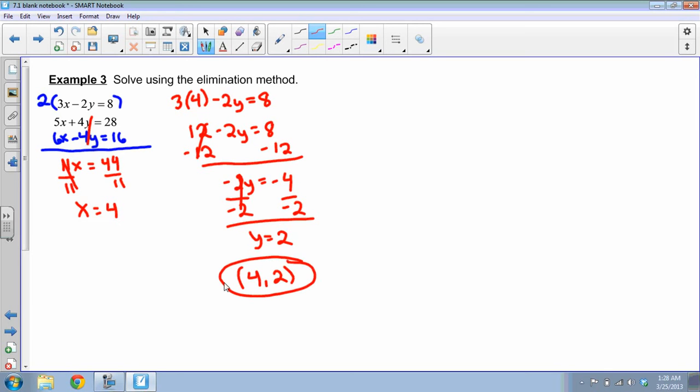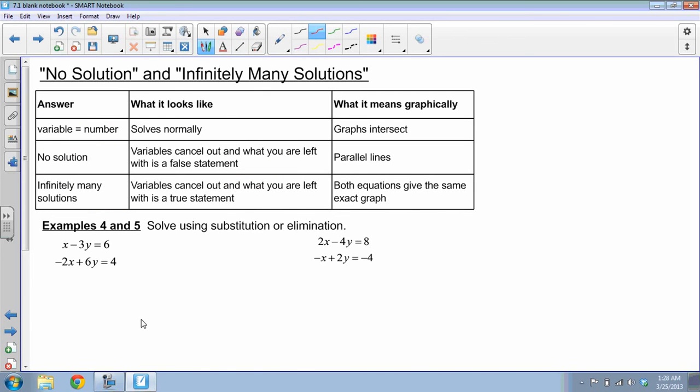No big deal. We like elimination. We've been doing elimination for a while, so awesome. The next thing we want to talk about, and again, this should be a reminder, is that sometimes there's special cases when two lines are involved. In the first case, our answer is some variable equals a number, so we were getting x equals something or y equals a number. It solves like normal, nothing weird happens. What it means graphically is your graphs intersect. You have two lines, they intersect at a point, and that's your answer.